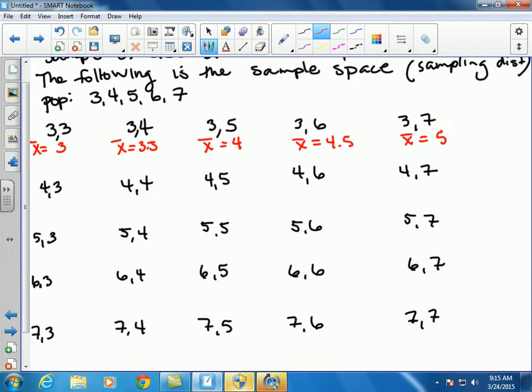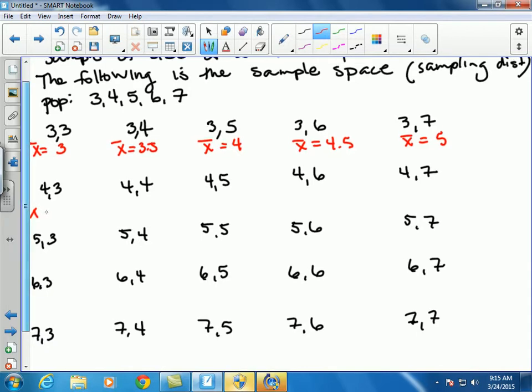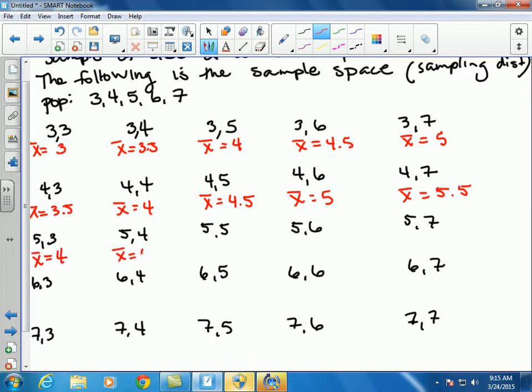Okay, now I'm going to do it again for the next line. The average of 4 and 3 is 3.5. The average of 4 and 4 is 4, and so forth. The average of 5 and 3 down here is 4. The average of 5 and 4 is 4.5. The average of 5 and itself is 5. The average of 5 and 6 is 5.5. And the average of 5 and 7 is 6.